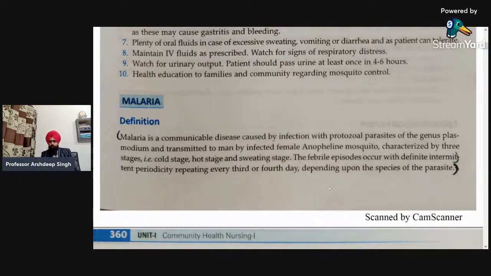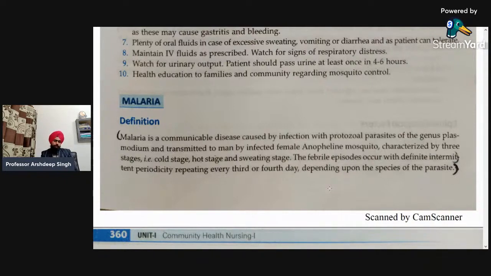So let's move on. It is characterized by three stages. In malaria, there are three clinical stages, I would say. First is the cold stage, second is the hot stage, and third is the sweating stage. So cold stage, hot stage, and sweating stage. I will explain these stages later.